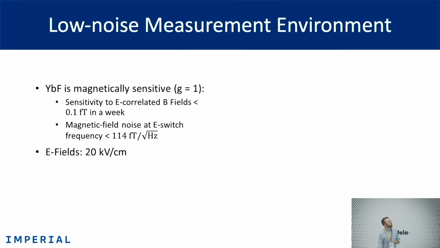And so we have to be able to measure these E-correlated B fields down to about 100 attotesla in a reasonable time frame that doesn't slow our measurement down. And the noise also has to be kept at a low enough level to not add noise to the measurement. And so we've set this bound at 114 femtotesla per root hertz.